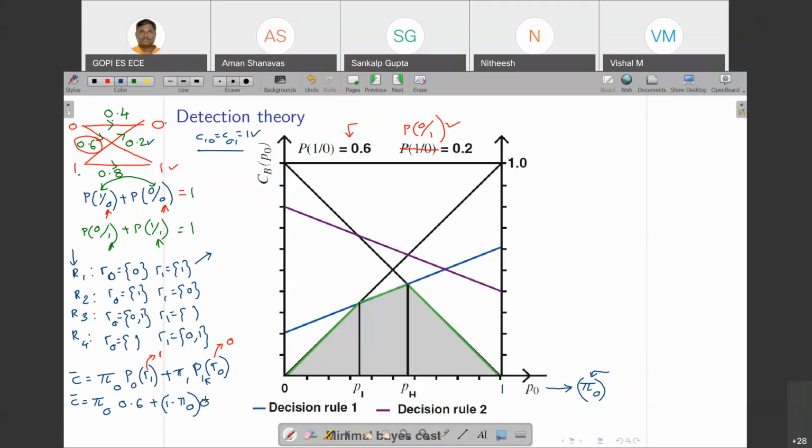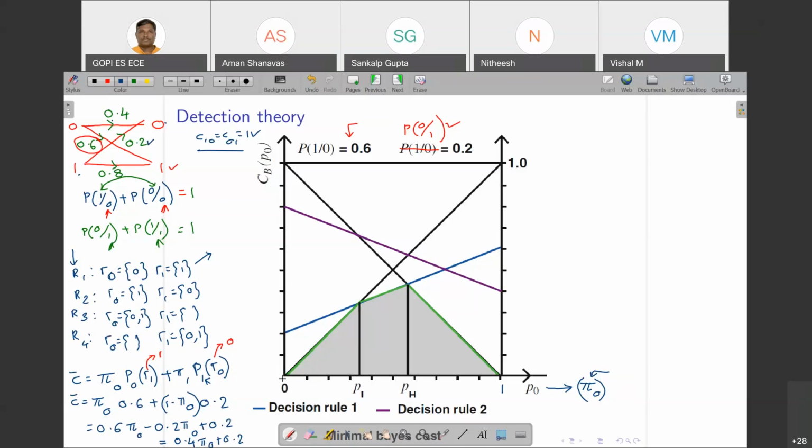So you are going to have 0.2 in this expression, right? So it is going to be the straight line. That is what I just wanted to say, that it is 0.6 pi naught minus 0.2 pi naught plus 0.2. So you are getting this expression as 0.4 pi naught plus 0.2. It means that when pi naught is 0, the cost value you are getting is 0.2. When pi naught is 1, you are getting this cost function as 0.6.